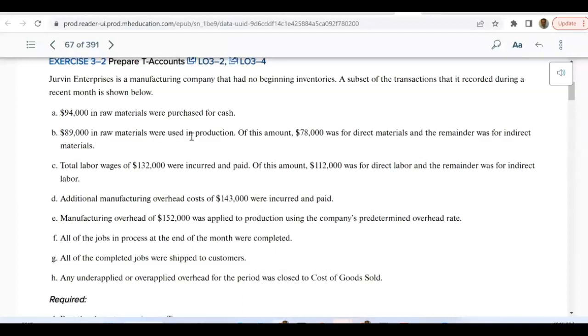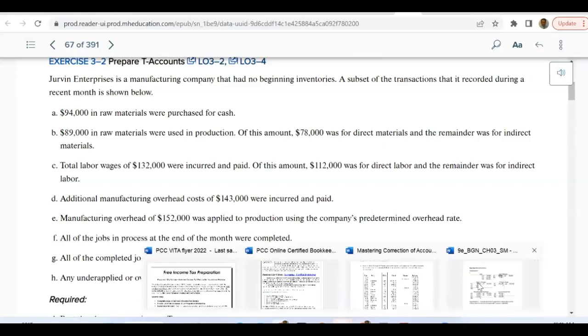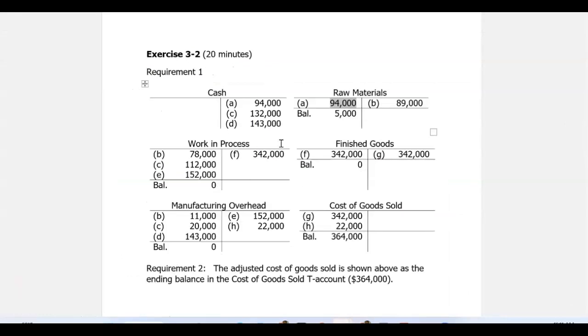$89,000 in raw materials were used in production. Of this amount, 78,000 went to direct material, the remainder to indirect material. So $89,000 were credited, taken out of raw materials inventory. But out of this 89,000, 78,000 was used for direct material, goes to the work in process T account. The remainder, 89 minus 78, goes into manufacturing overhead. Cool.